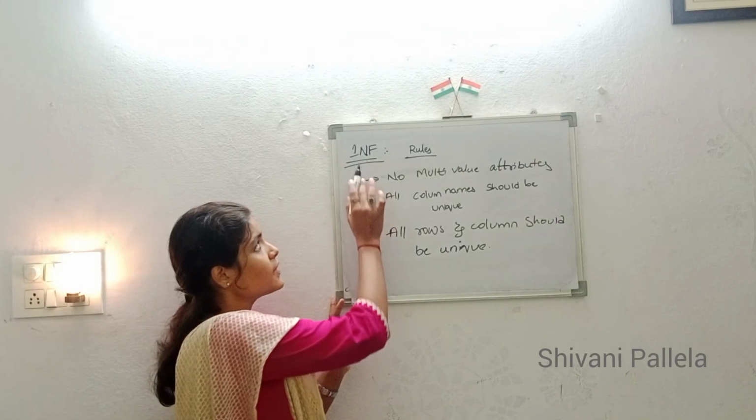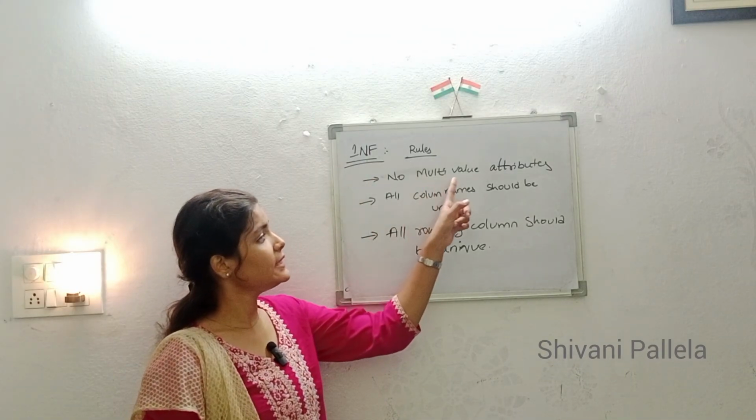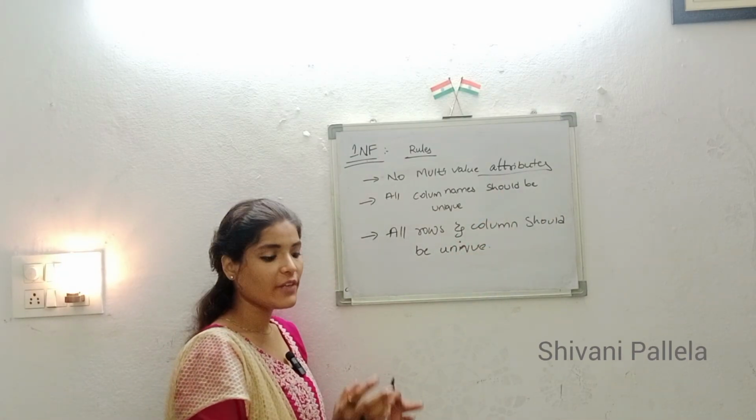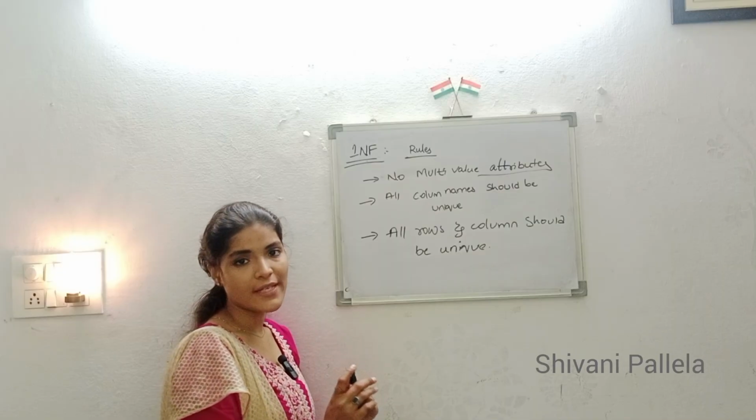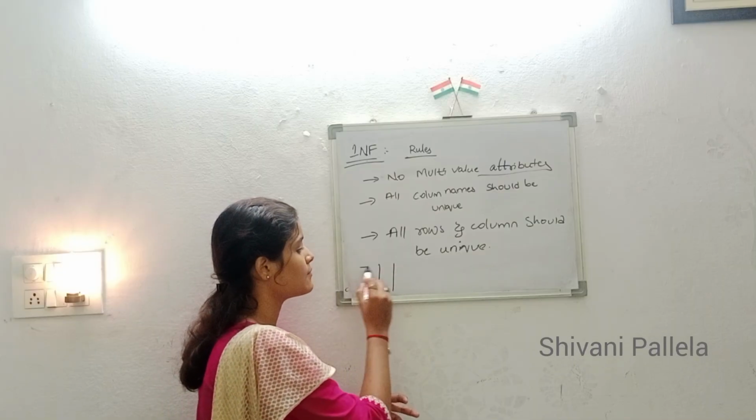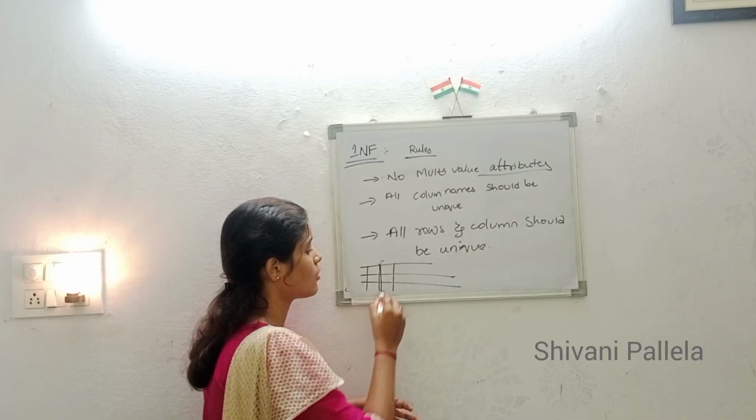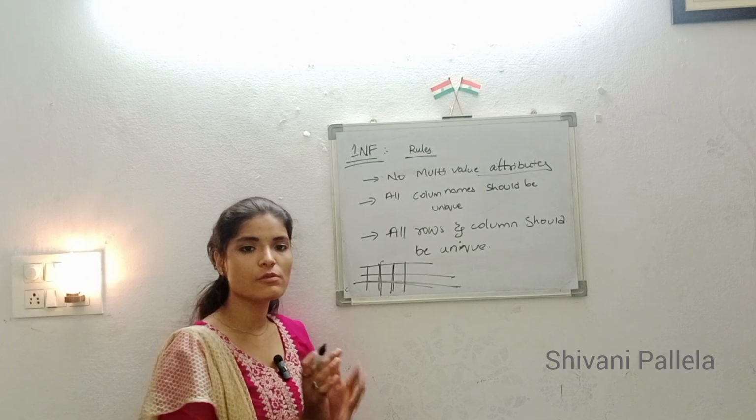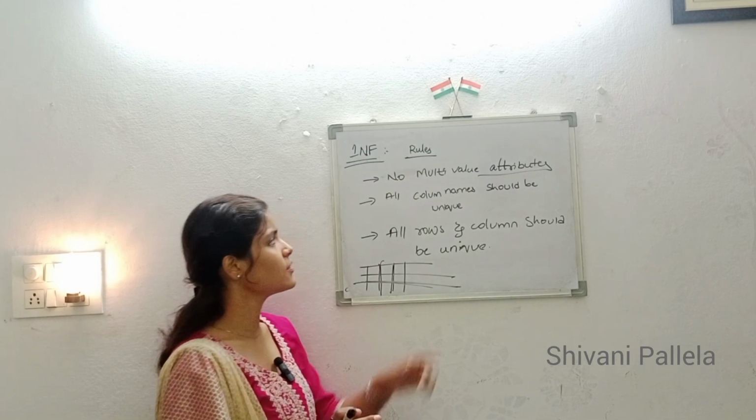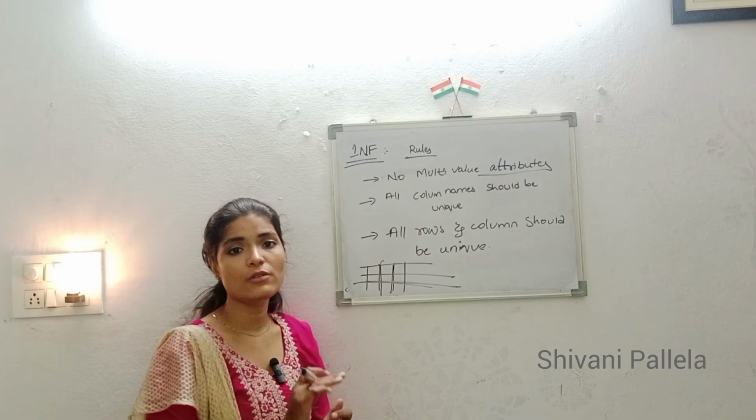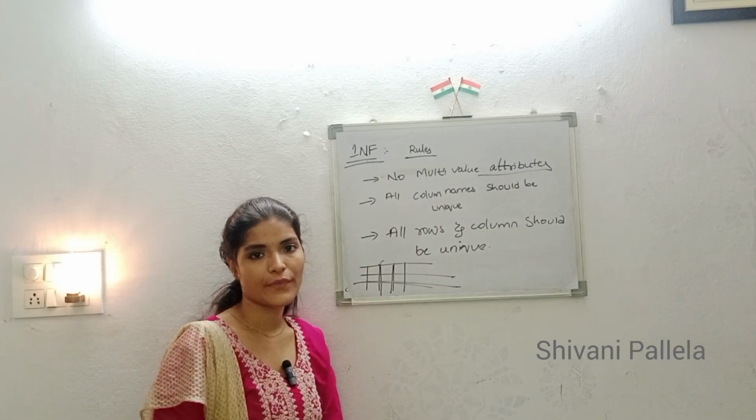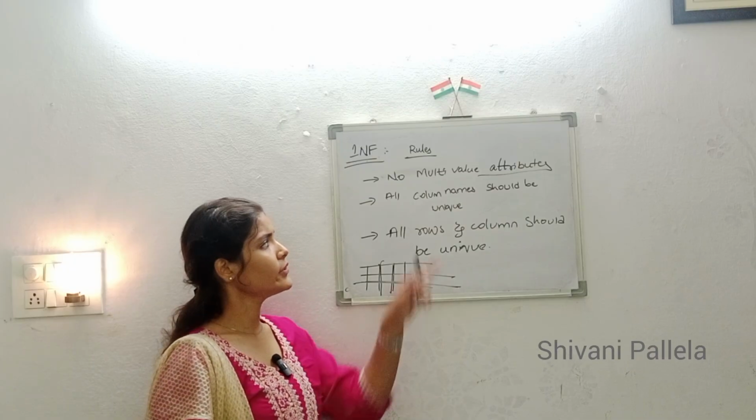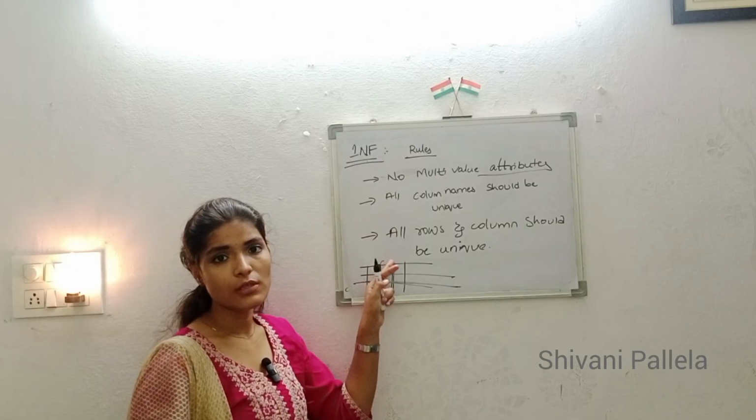So students, the first normal form rule is no multi-value attributes. Attributes are nothing but columns. While we are inserting the table in a database, we will have rows and columns. These are the columns, these are the rows. First normal form will apply some rules. The first rule is no multiple attributes in a column. Each row should be unique, meaning each row should have only one data. If you follow these rules, you will get it.